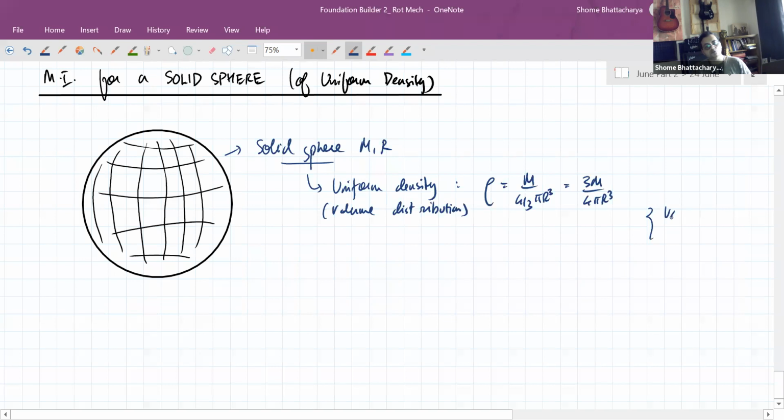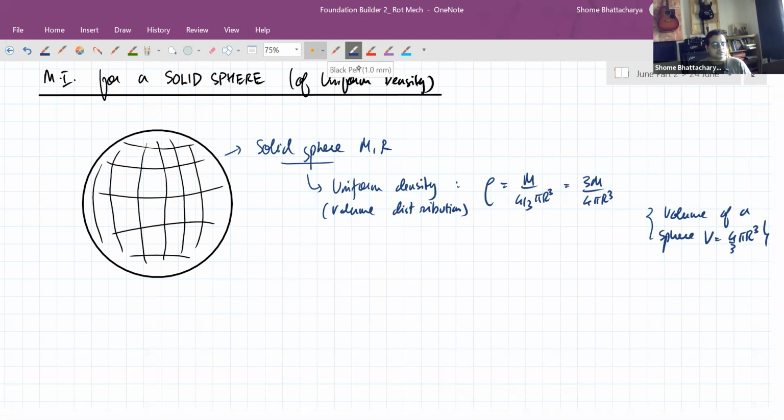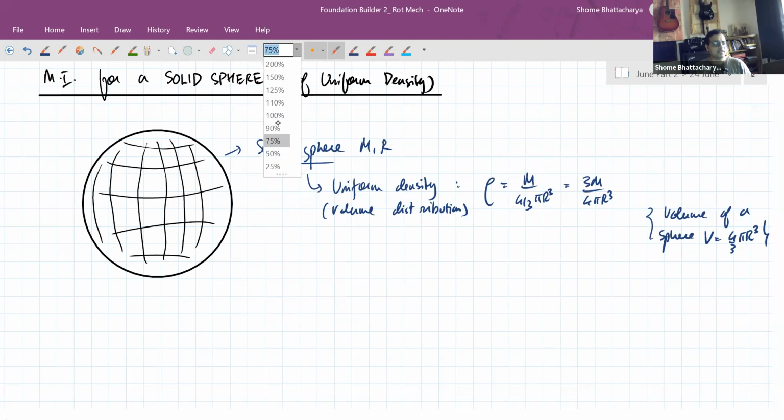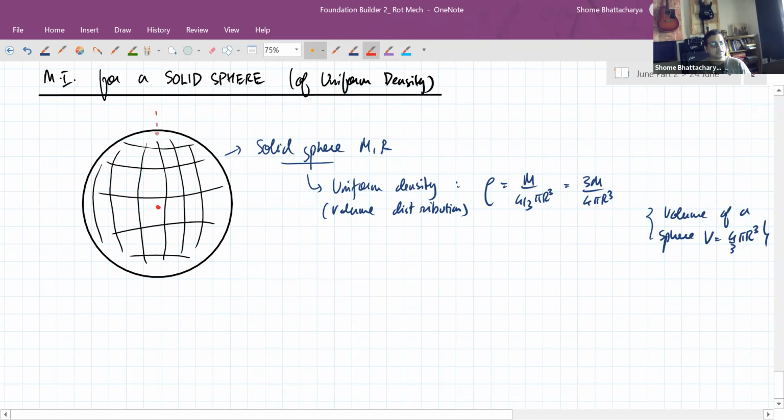Because we know that the volume of a sphere is given by the formula 4 by 3 pi r cube. We had even seen the derivation of these formulae, like surface area of a sphere and volume of a sphere, by integration when we were doing the center of mass concept for the hemisphere and all. Okay, so here we have two options. We can slice. Now, what about the axis? Again, we are taking the diameter axis. Any axis passing through the center will be a diameter axis.